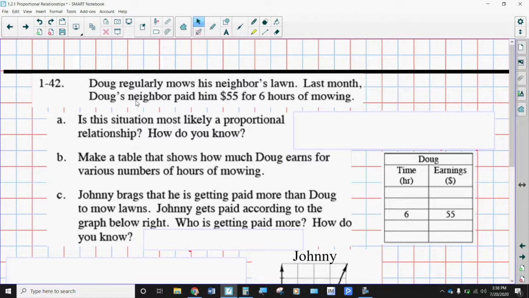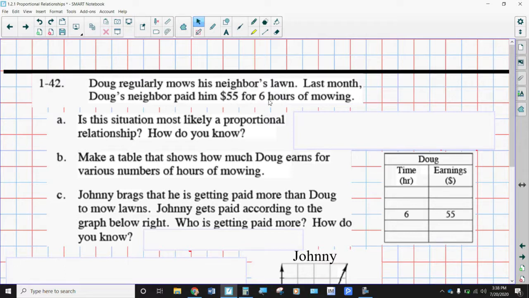All right, now we're going to compare Doug and Johnny with money that they're making mowing lawns. Doug regularly mows his neighbor's lawn. Last month, Doug's neighbor paid him $55 for 6 hours of mowing. Does this sound like it's a proportional situation to you? What's the first thing that pops into your head? If Doug spends no time mowing lawns, will he make any money?